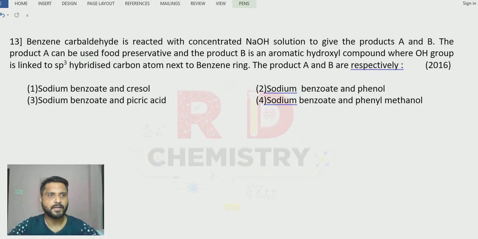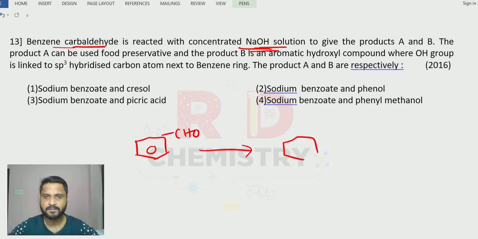Question number 13, benzene carbaldehyde, is nothing but benzaldehyde itself. It reacts with concentrated sodium hydroxide. Remember, whenever sodium hydroxide comes in the aldehydes and ketones chapter, it is either the aldol reaction or the Cannizzaro reaction. So benzaldehyde undergoes Cannizzaro reaction to give two products. It is a disproportionation reaction. It gives the sodium salt of the carboxylic acid and benzyl alcohol. So it undergoes oxidation as well as reduction, correct? Yeah, these are the compounds.